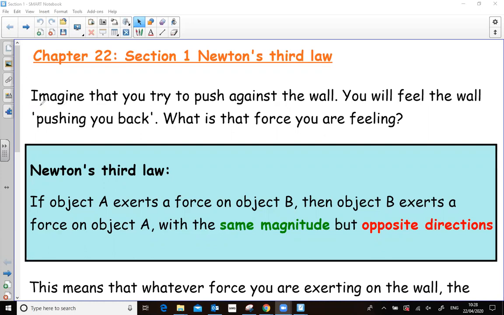Now, imagine that you try to push against the wall. You will feel the wall pushing you back. What is that force you're feeling? Well, this is Newton's third law.